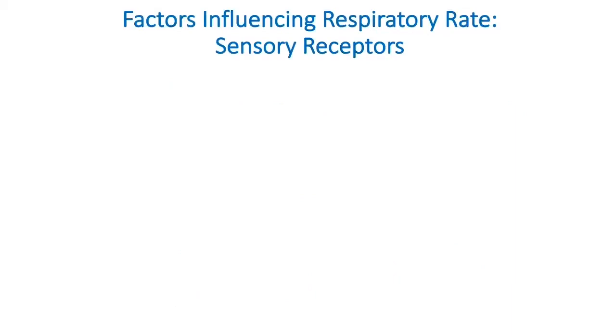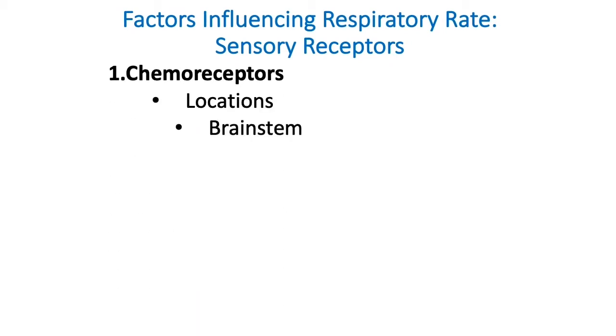Let's look more deeply into this negative feedback mechanism. We'll start with the sensory receptors. Chemoreceptors, as their name implies, will be monitoring different chemicals in the blood. Chemoreceptors located in the brainstem are referred to as central chemoreceptors.